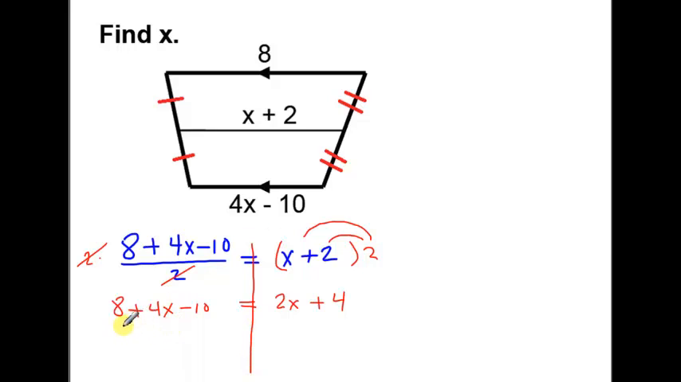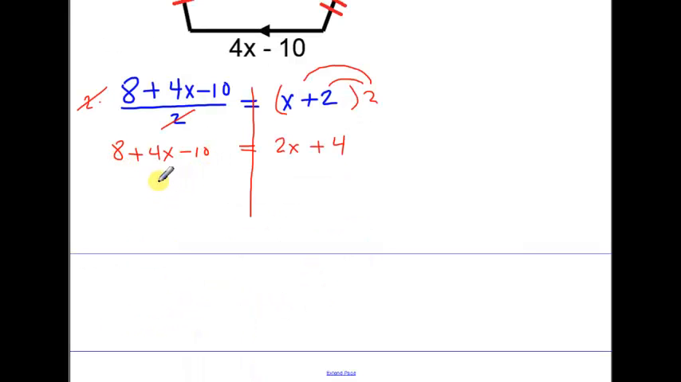Alrighty, so now I've got to combine these like terms. So I'm going to say I've got 4x, and 8 minus 10 gives me negative 2. Bringing this down, let's get the x's all together on one side. How about we subtract off the 2 x's, and let's add the 2 over. See what that gives us.